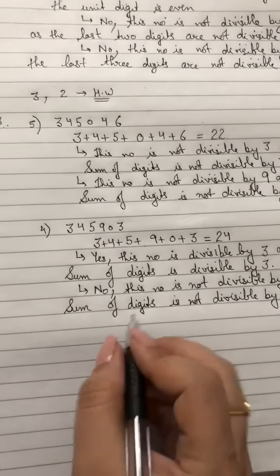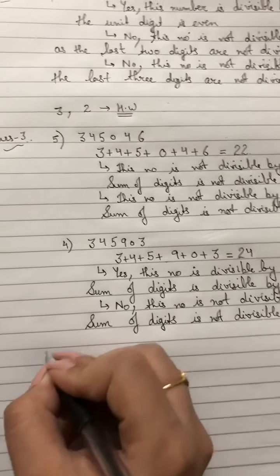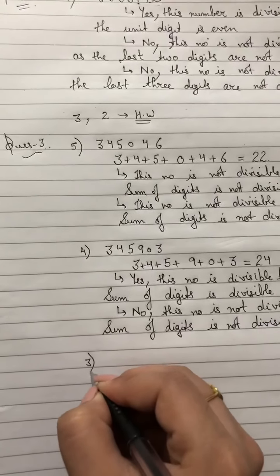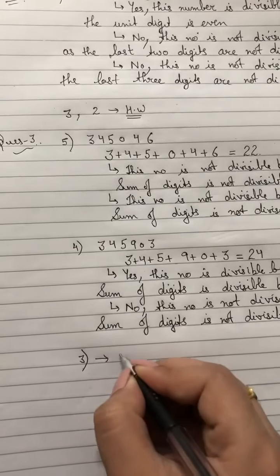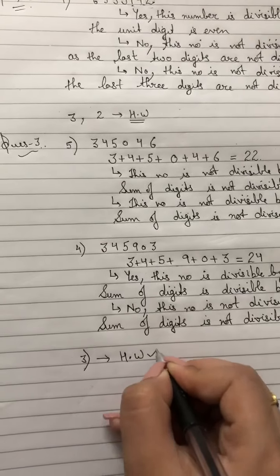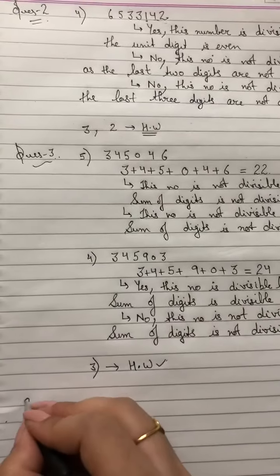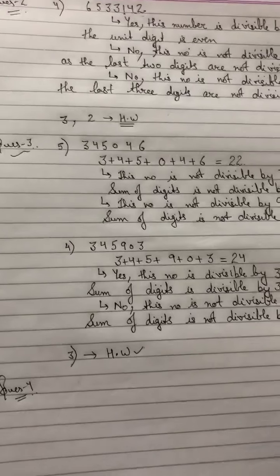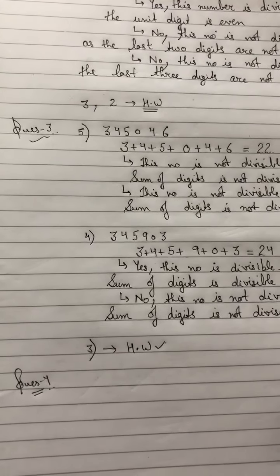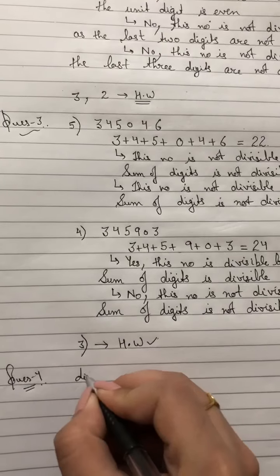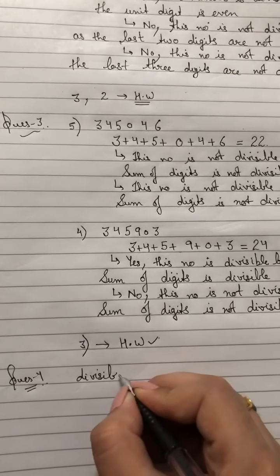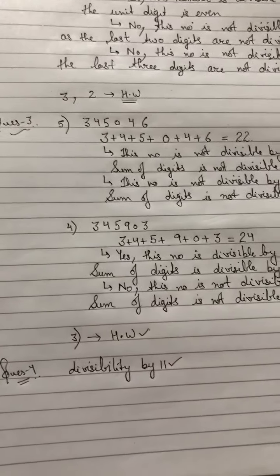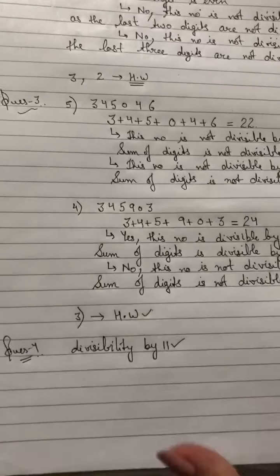Okay, so moving to the next question, number 4. So fifth and fourth part I have done for you. I suppose now you'll be able to do the third part. So consider this third part as your homework. Okay, moving to question number 4. Question number 4, you need to check out the divisibility by 11, right? Let's take the third part.